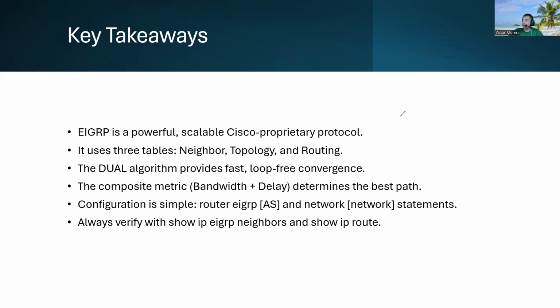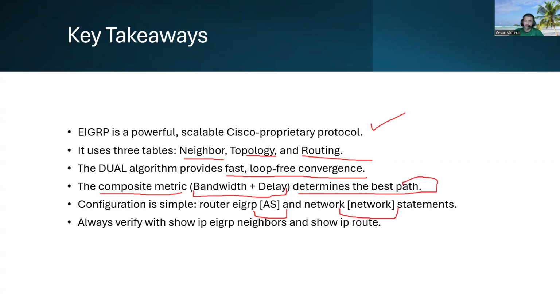EIGRP is a powerful, scalable Cisco proprietary protocol. It uses three tables: neighbor, topology and routing. The DUAL algorithm provides fast loop-free convergence. The composite metric, we have bandwidth and delay. It determines the best path. The configuration is simple. EIGRP, then the autonomous system. It was not like a process. It is called autonomous system. Please kindly be aware about that.